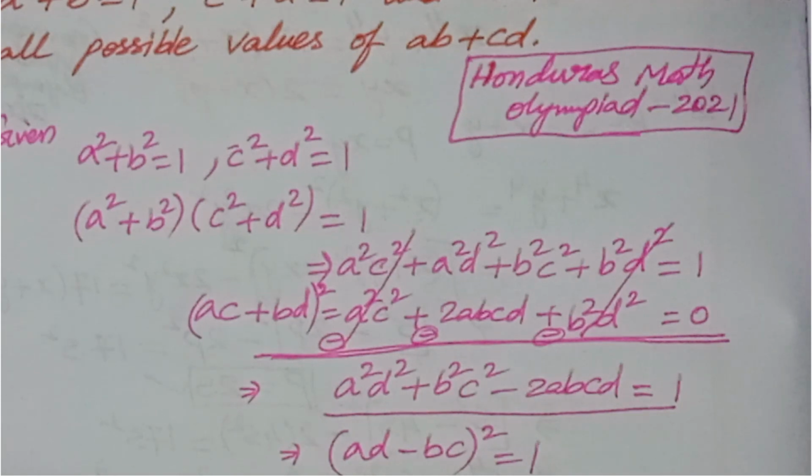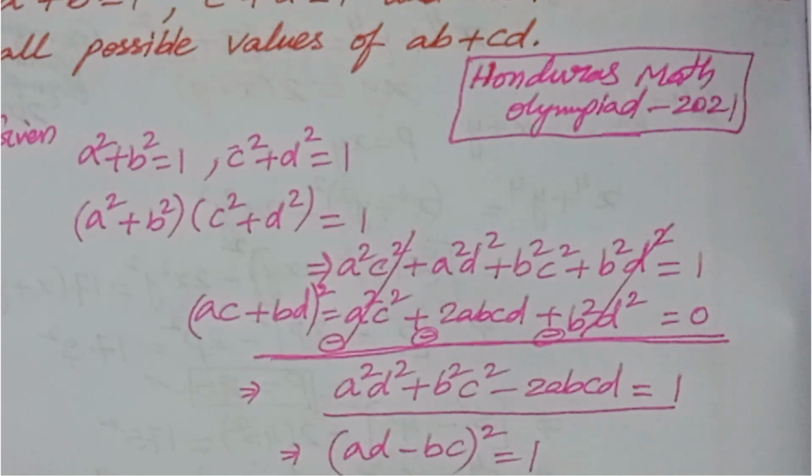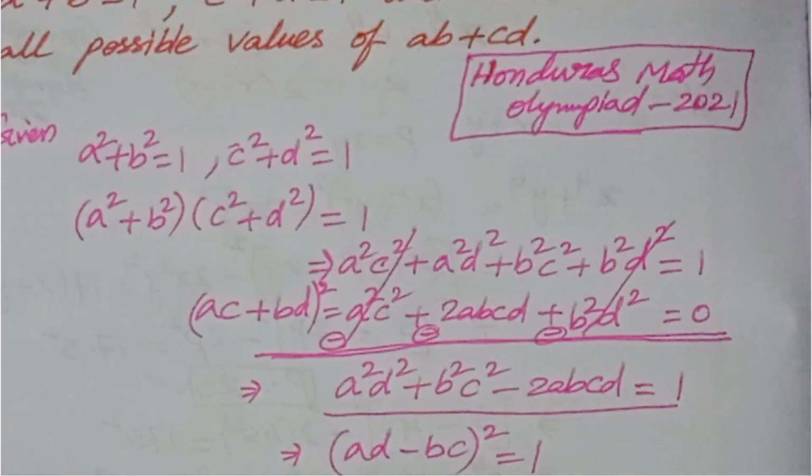So without losing the generality of the problem, we are taking AD minus BC as 1 now. AD minus BC is taking as 1.